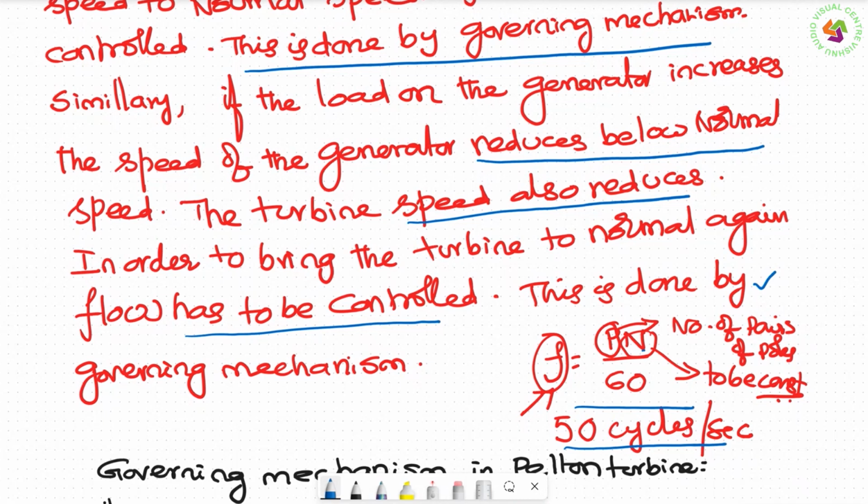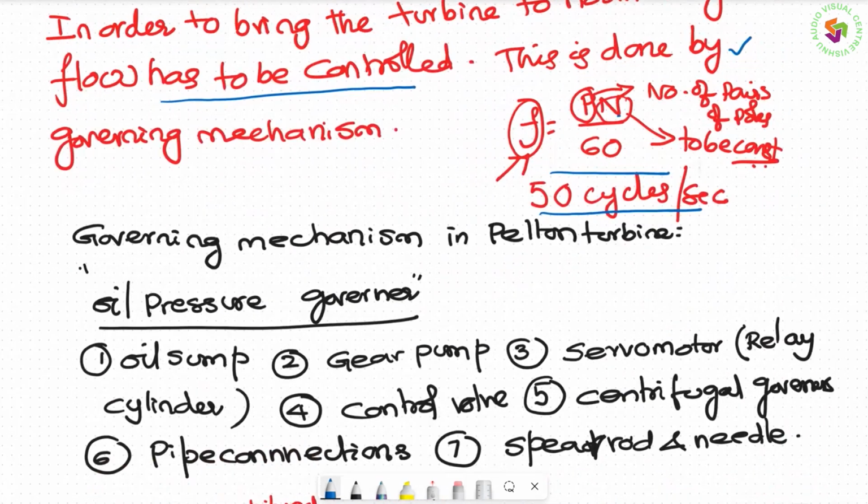So that is why the governing mechanism is a must in the case of any turbine, to see that the turbine speed is constant throughout, irrespective of whether the load on the generator decreases or increases. This speed cannot change, so this governing mechanism is necessary. Please remember that this governing mechanism is an automatic mechanism in the case of turbines.